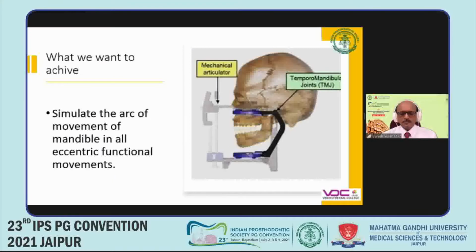Ultimately, what we want to achieve is that we want the articulator to simulate the movement of the mandible as we transfer it from the patient to the articulator.